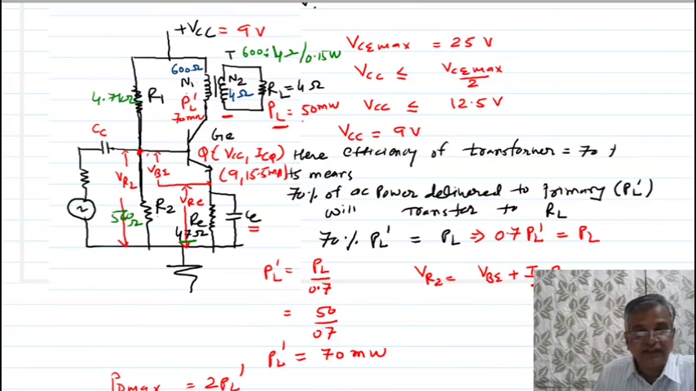Now what is the C? I am taking the 100 microfarad, and this I am taking 10 microfarad just to block the DC, so I can take the low value. So in this way you design and complete your transformer coupled amplifier.